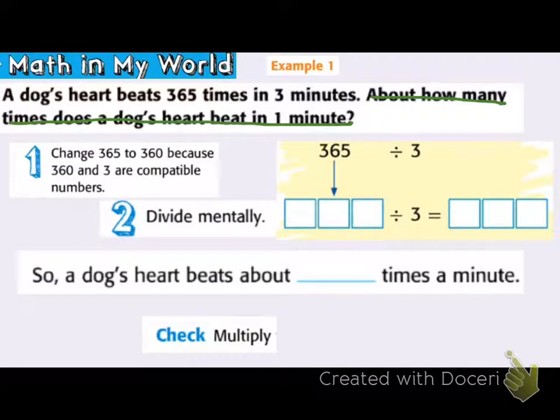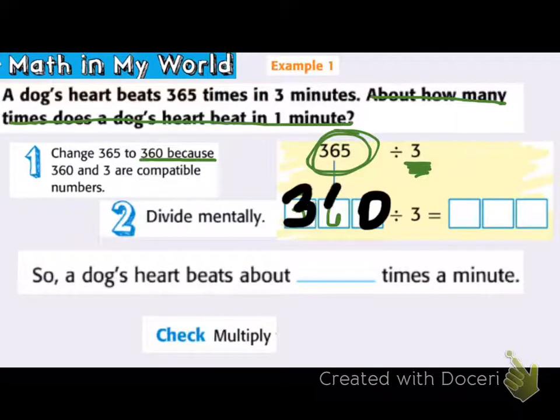Well, step 1, I'm going to estimate. So 365 can be changed. I'm not going to choose 400, because 4 is not a multiple of 3. I want to choose a compatible number. 360 or 36 is compatible. I can divide 3 into 36. So I would estimate to 360.